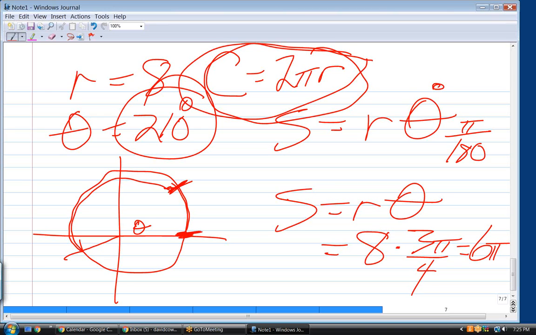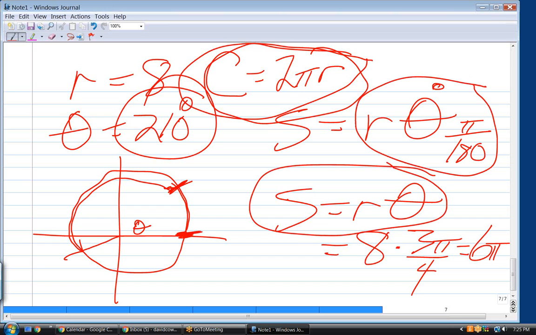Don't have to do any conversion or anything. In other words, it's much quicker to do that if your angle is in radians than it is to do that if your angle is in degrees. The conversion of the degrees to radians is done by the pi over 180, and that's the only difference in the two formulas.